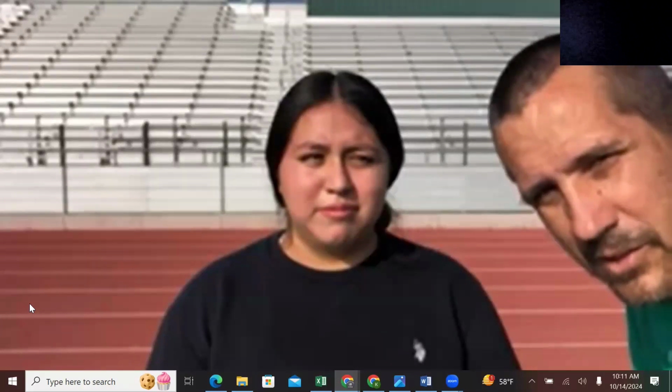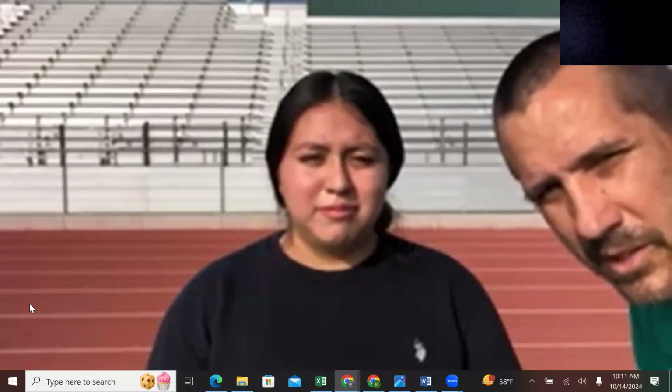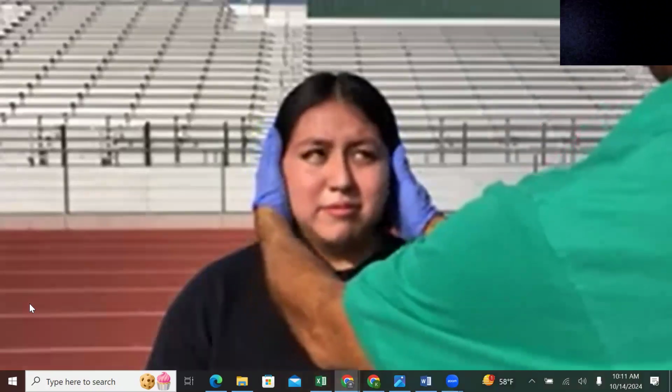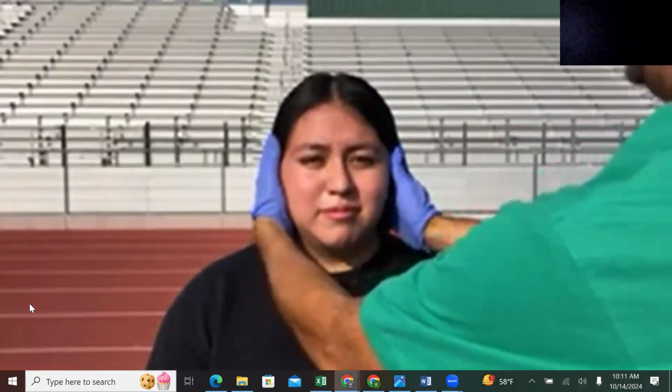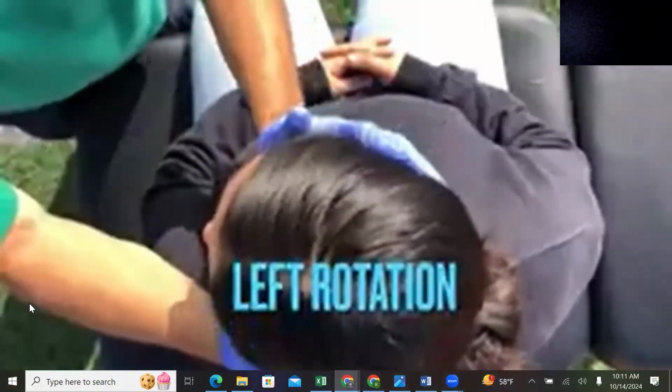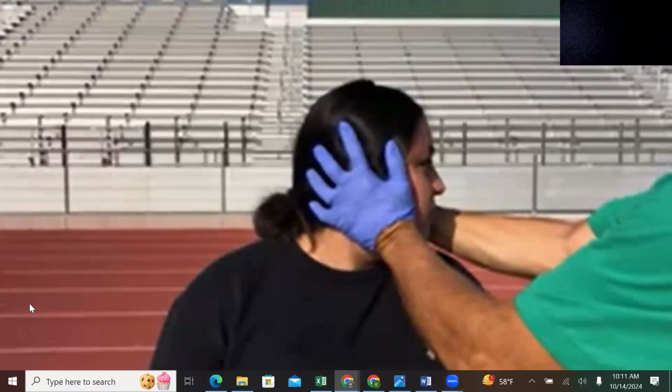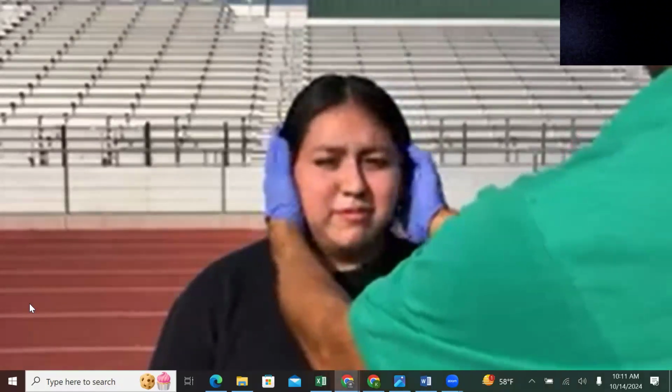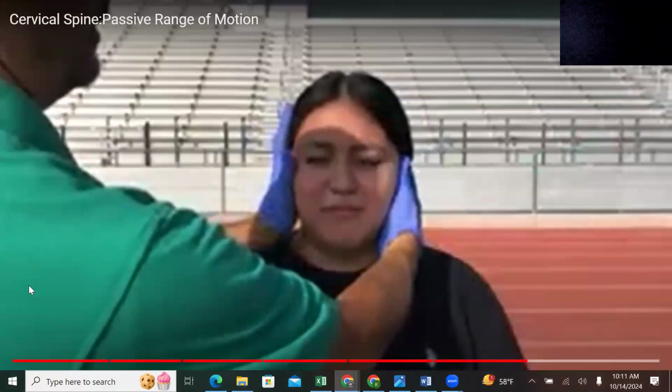rotational side. I'm going to move your head to the left now. You let me know if there's any pain on this. You can move your head to the right now. Let me know if there's any pain with this.